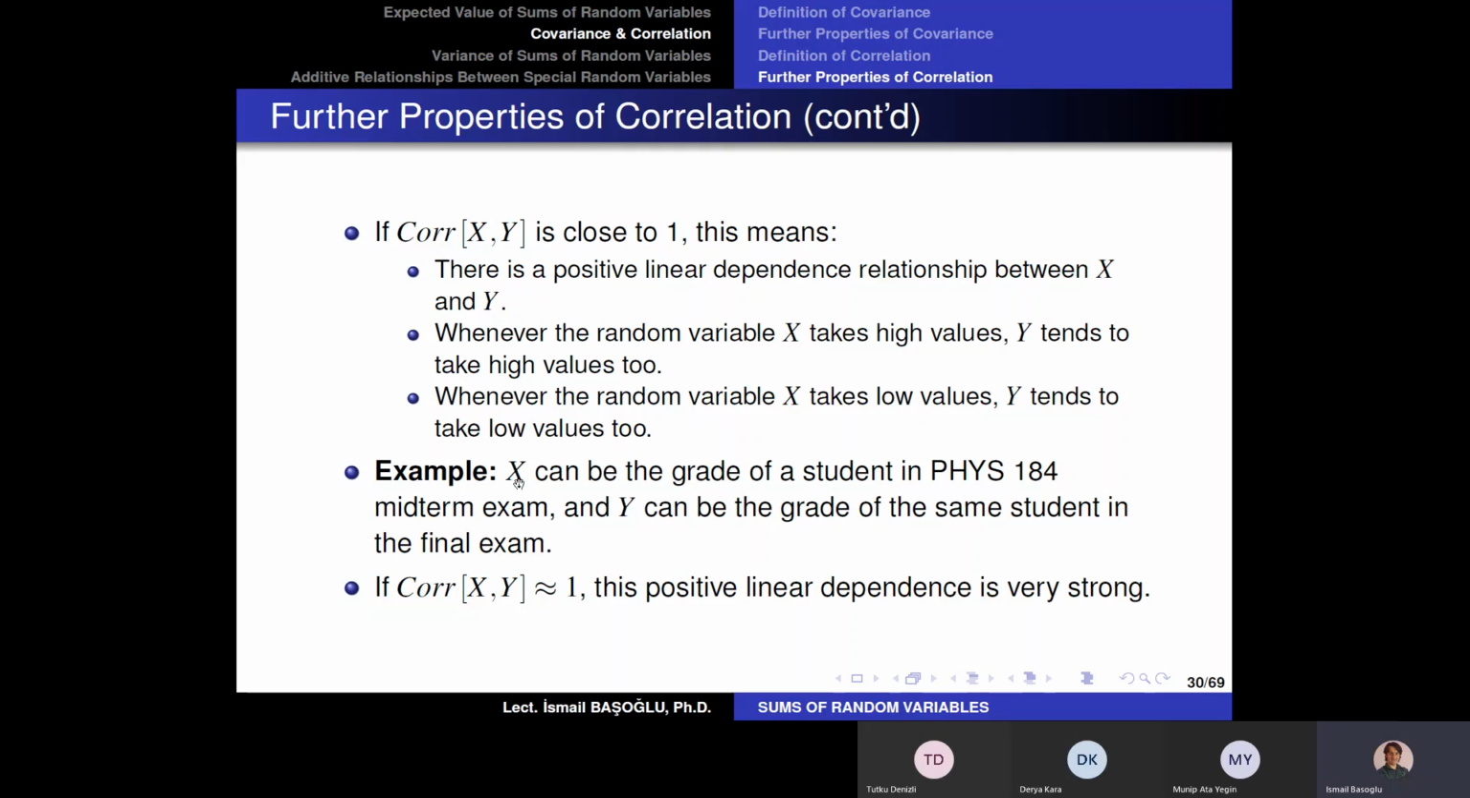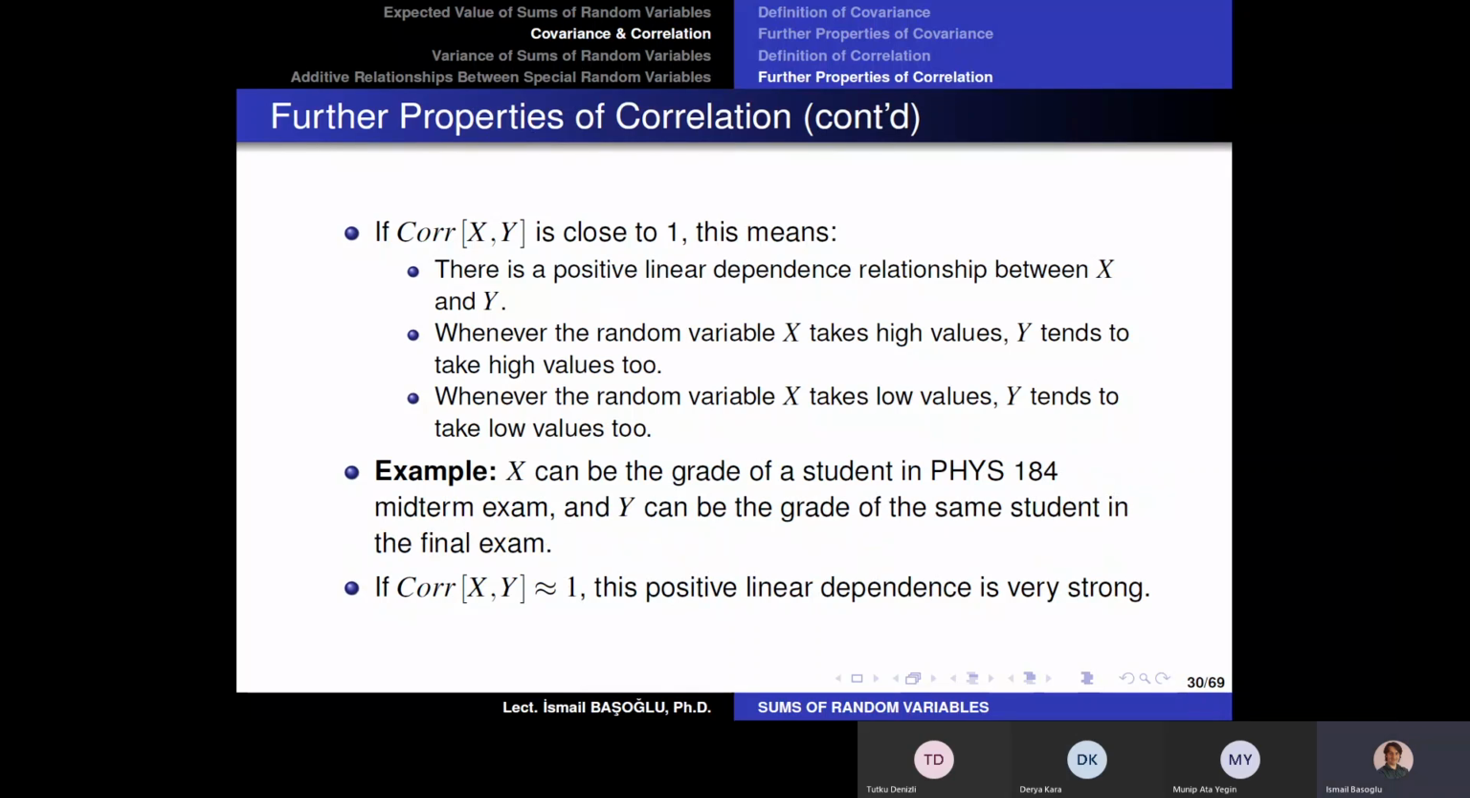For example, if x is the grade of students in physics 108 for the midterm exam and y is the grade of the same student in the final exam, if in the midterm the student is above the average, then we expect the same student to be above the average in the final exam as well. So this is just an expectation.